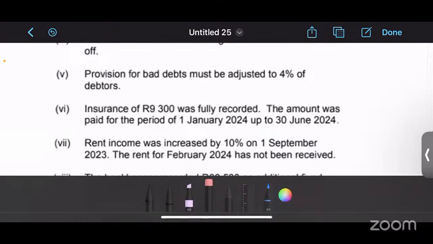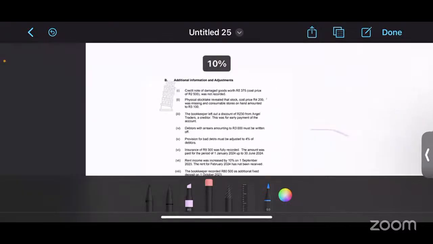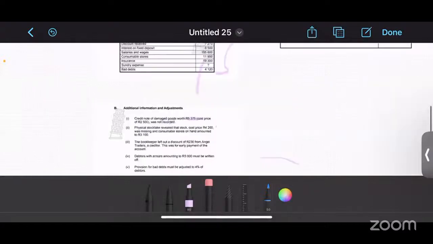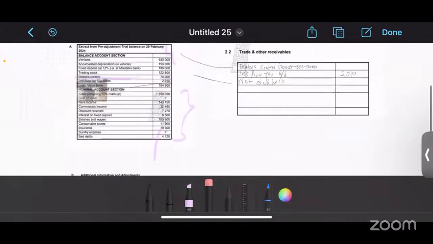Provision for bad debts must be adjusted to 4% of debtors. How are we going to do this one, my lady? Can you please repeat the question, ma'am? Provision for bad debts must be adjusted to 4% of debtors.